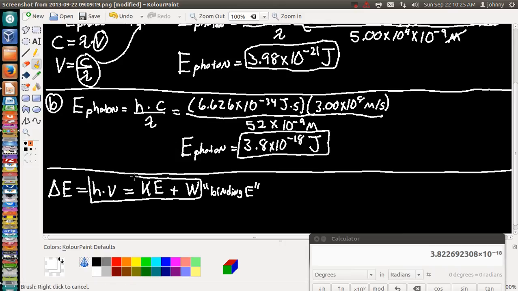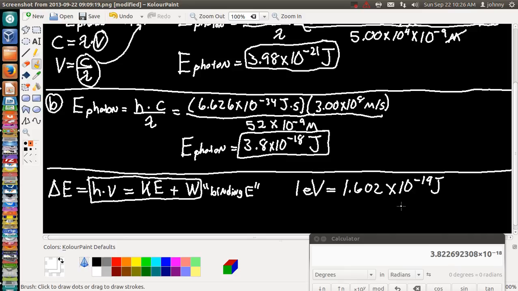But we need to know that formula, and we also need to know that one electron volt is equal to 1.602 times 10 to the -19 joules. Okay, that we have to know for sure.